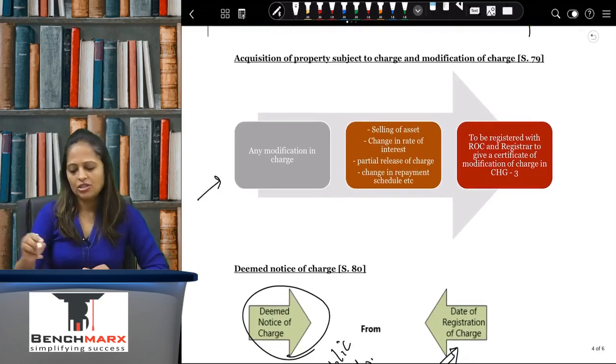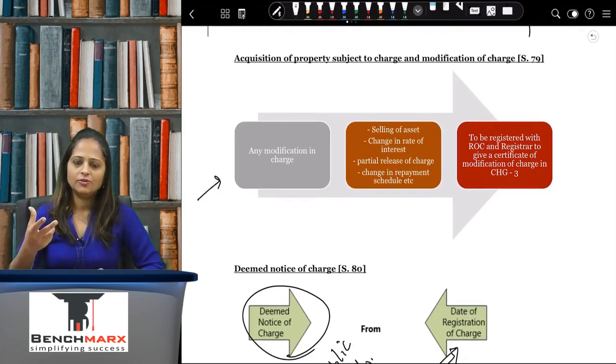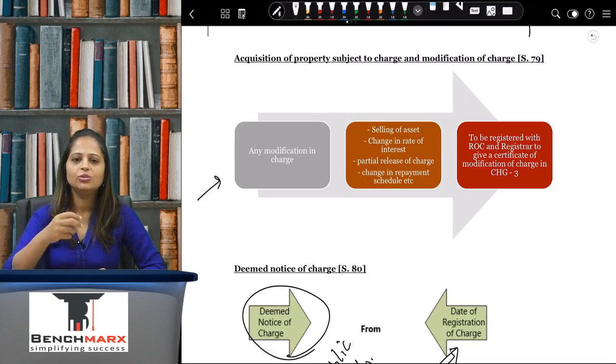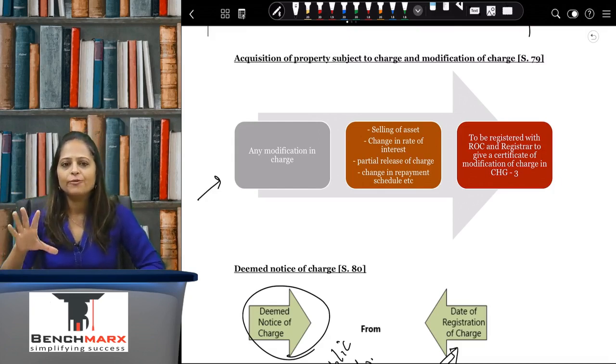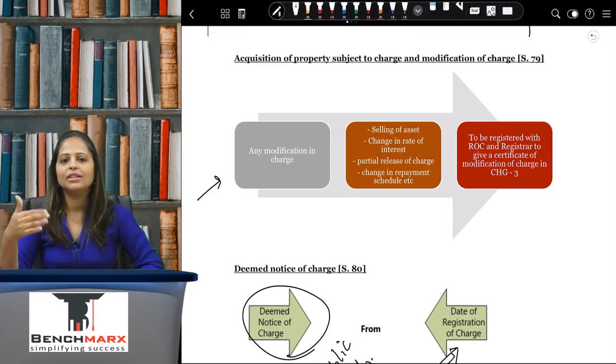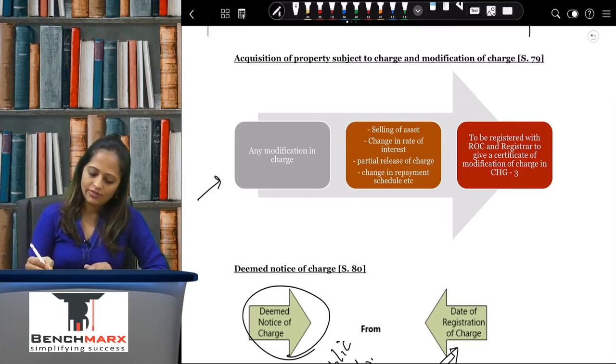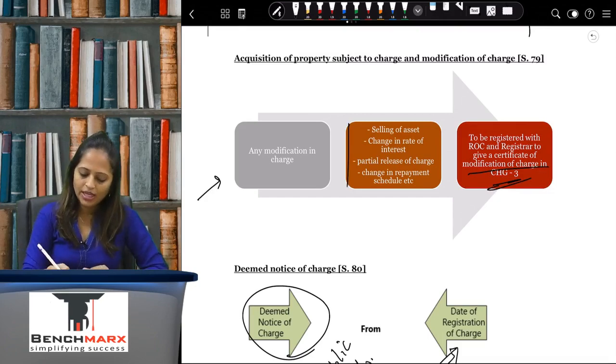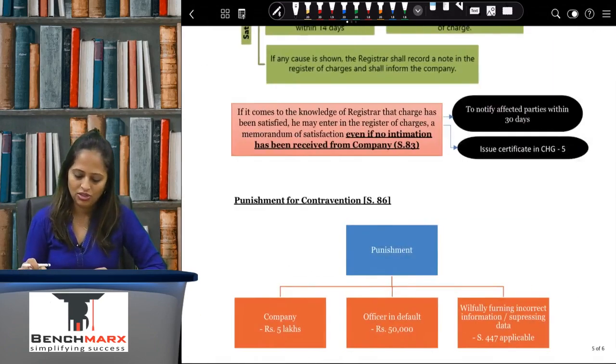Now coming to modification of charge, a simple provision. What is modification of charge? If there is any change in the terms and conditions of the charge, as I told you, the ROC has to know everything that's happening in your company. So if there's any modification in the charge, for example the interest amount is reduced or the repayment schedule has been changed, or you're selling the asset, any modification in the charge is something I will have to intimate to the ROC, and the ROC will give you a modification of charge in form CHG 3 when you inform the ROC about the different types of modification.